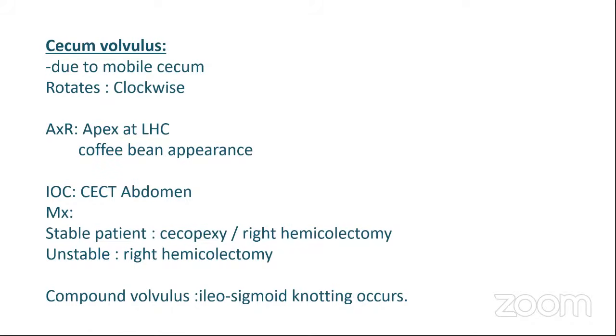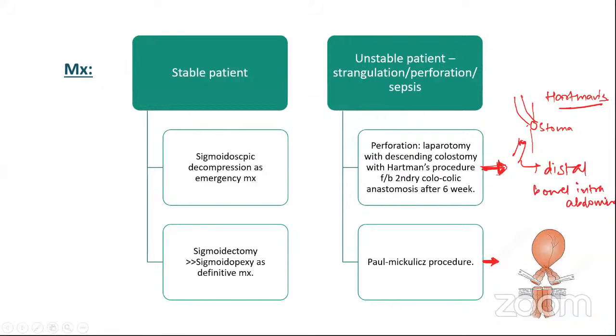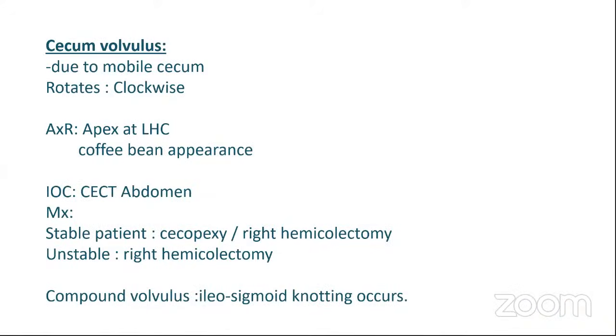But if the cecum is involved, if it rotates and its loop gets distended, its apex will be on the left hypochondrium side. It will go on this side, right? That will be the difference. Again, there will be a coffee bean appearance, the same, but the apex will be on the left hypochondrium. The small points are important to differentiate these different differential diagnoses. The investigation of choice will be CT, which will be most useful.